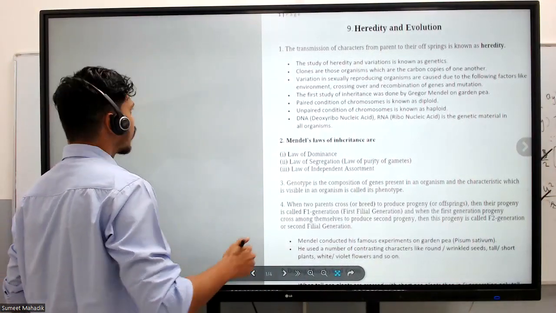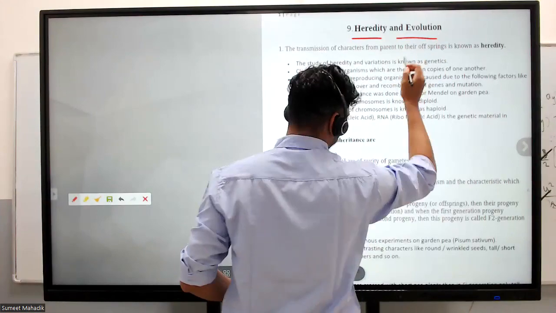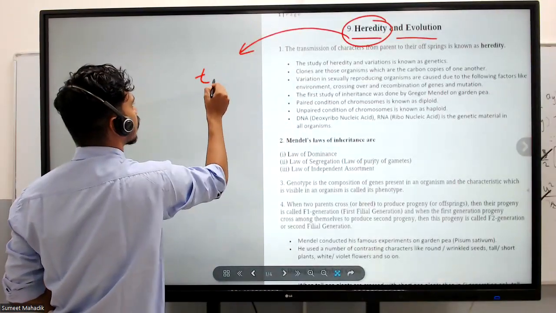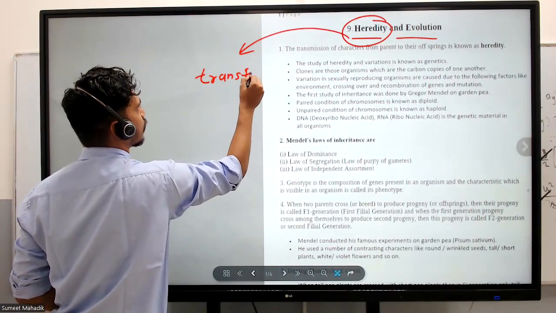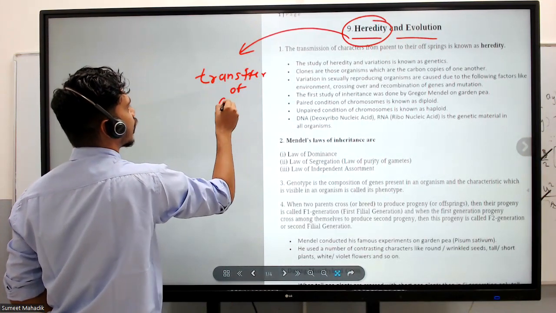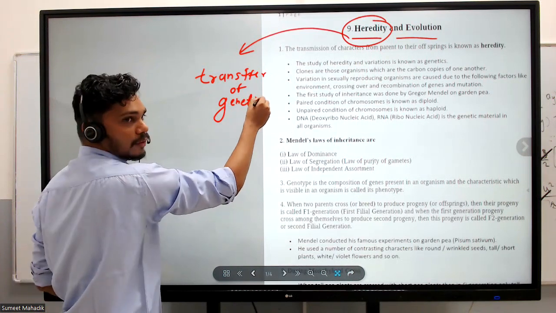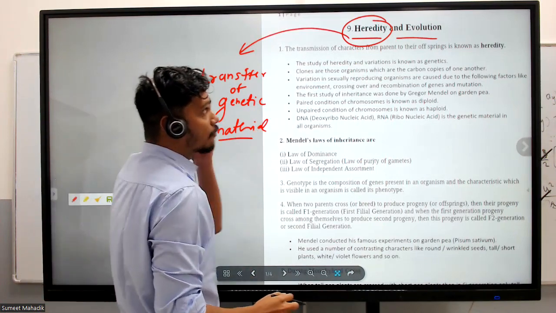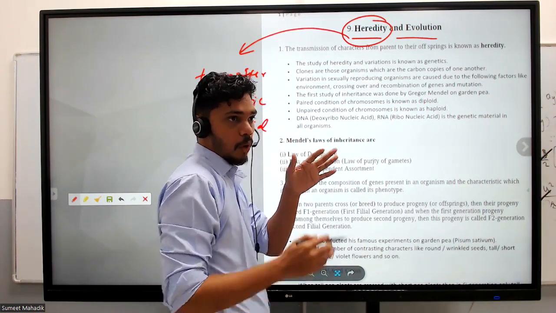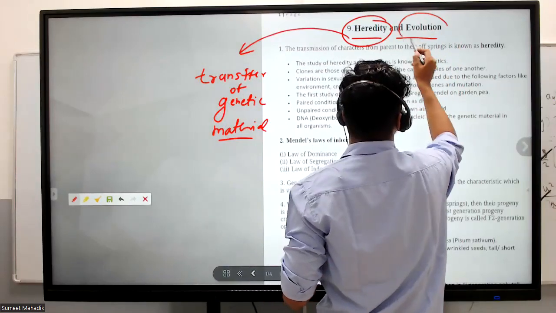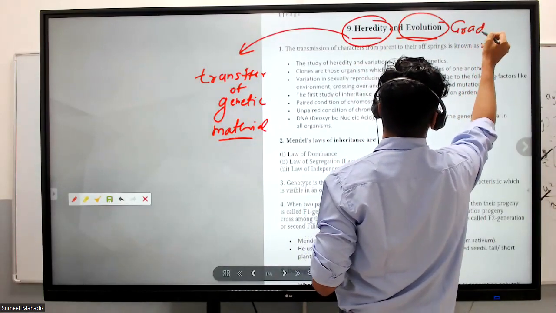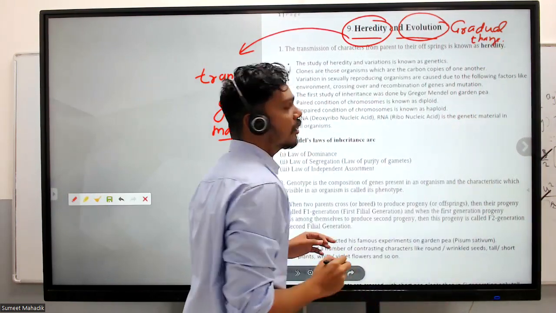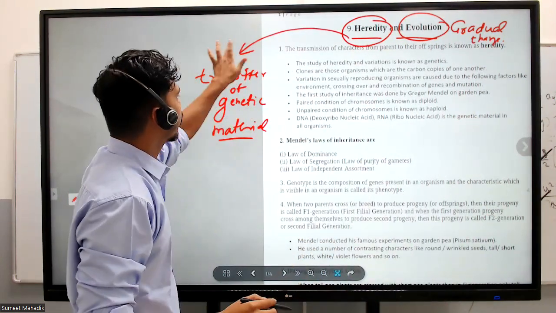Today we're going to talk about heredity and evolution. Can I say that heredity is nothing but the transfer of genetic material? Yes, do you agree with this? Genetic material is getting transferred. And evolution is a slow change according to the environment. Evolution is what? Gradual and very time-taking change. So for heredity, we're going to talk about transfer of genetic material.